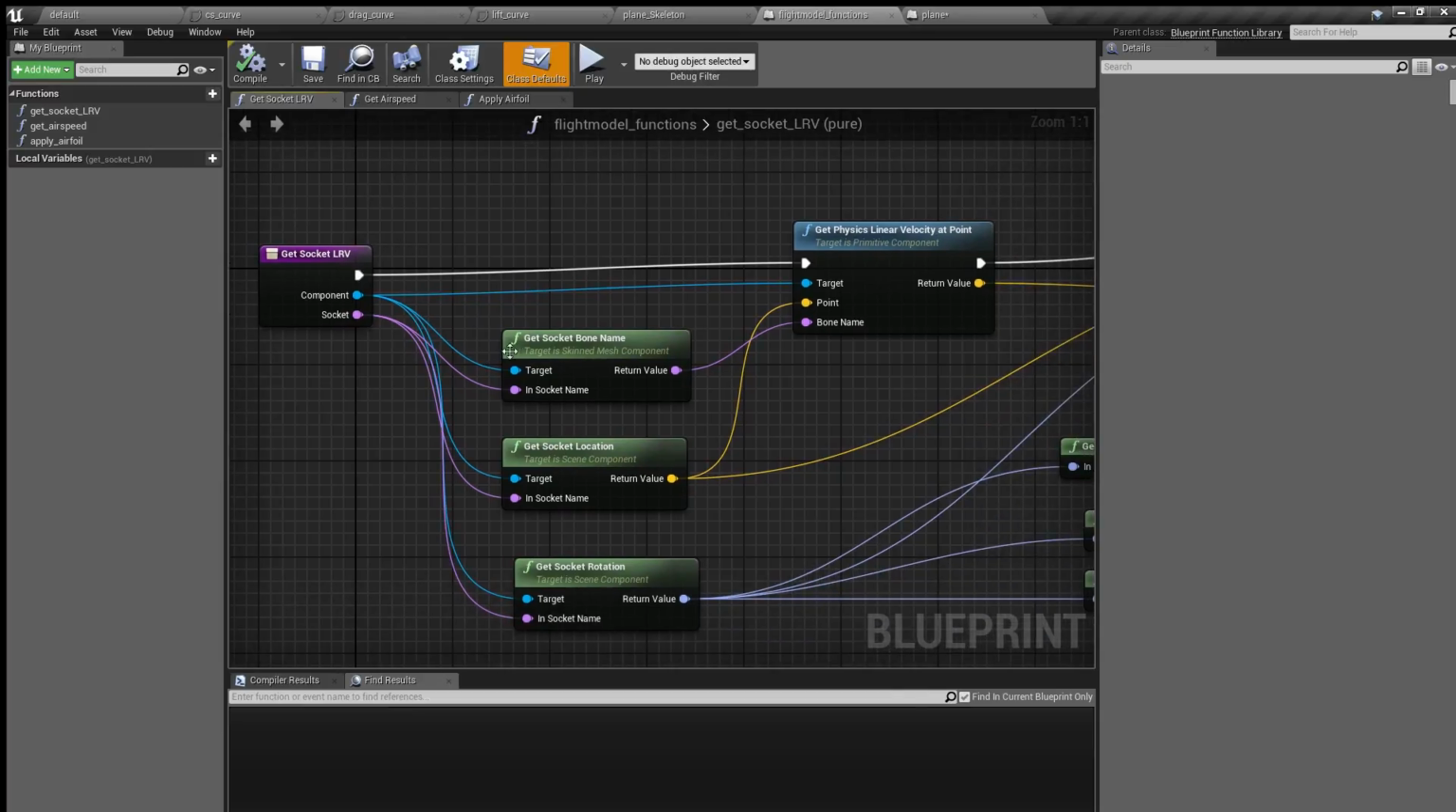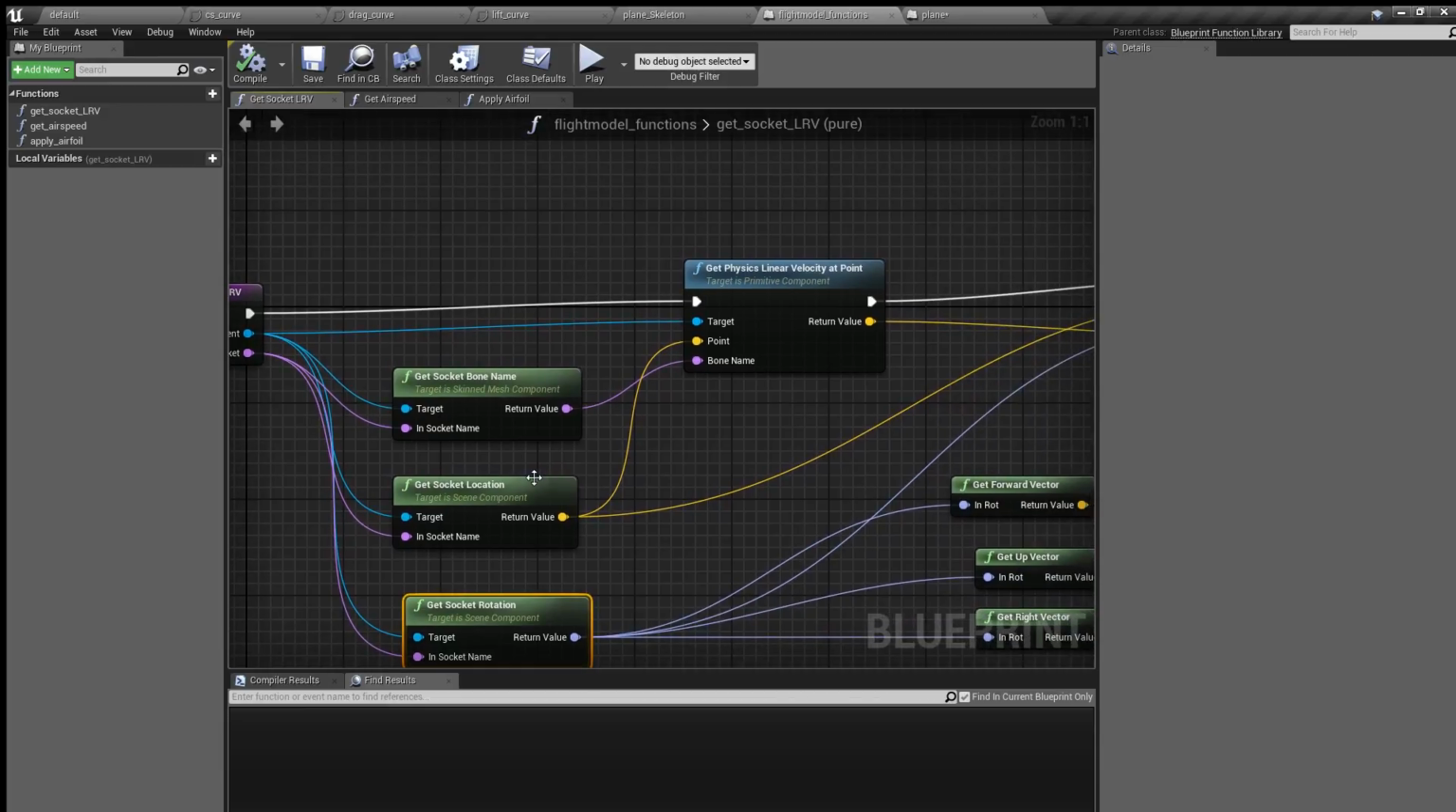So first of all, you have this function that determines location of the socket and its rotation. From this, I send these coordinates to this function, which is Get Physics Linear Velocity at Point. This calculates linear velocity, but also takes into account rotation of the object.